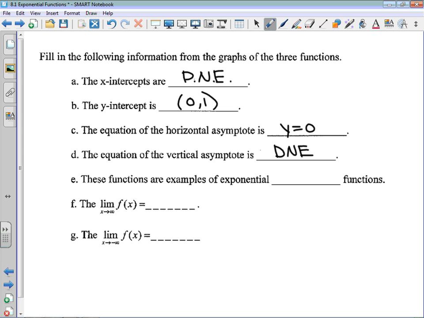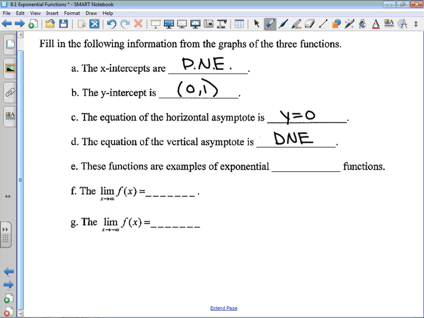These functions are examples of, and really this should maybe have the option of, growth or decay, but these are exponential growth functions. When we talk about exponential growth or decay, we are talking about the behavior of the function as x increases. So because y is increasing, we call that growth, right? The value of the function is getting larger and larger is really what that's saying.